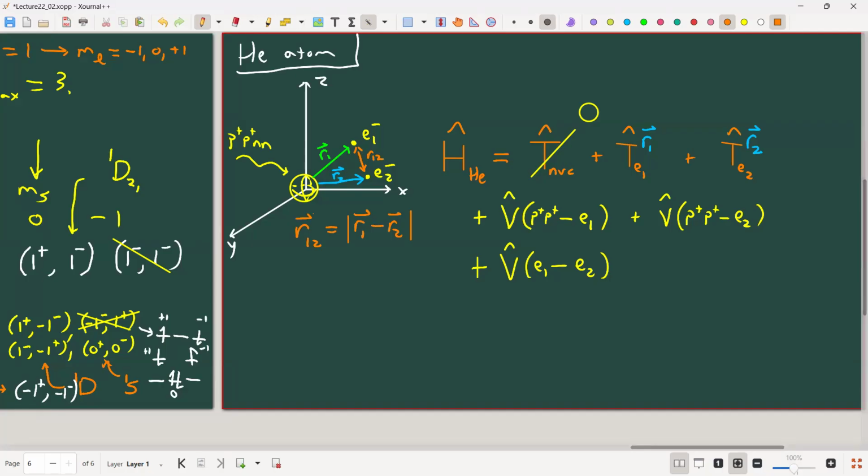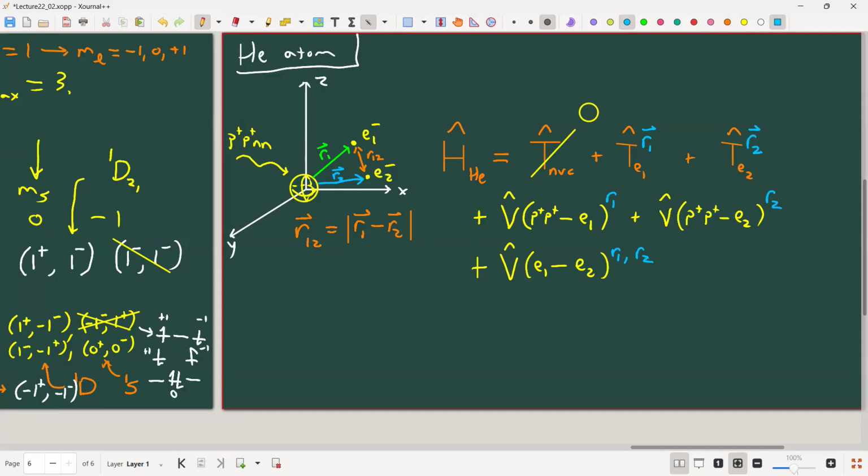Okay, and let's think now about what coordinates these depend on. Well, the potential for E1 and the protons is just the distance between them. So this is R1, and this is just dependent on R1. This one is dependent on R2. But this interaction term between the electrons is dependent on both.